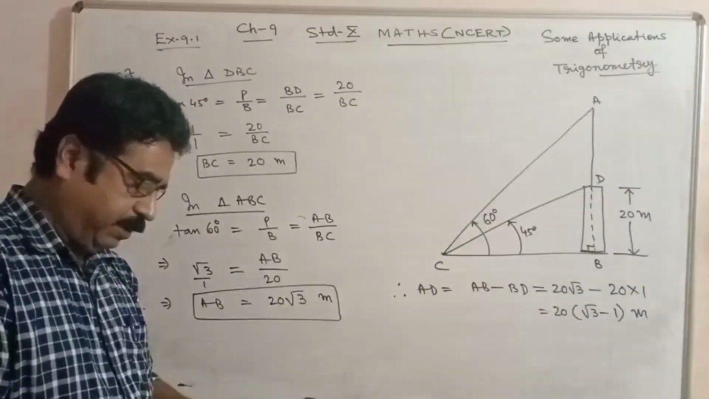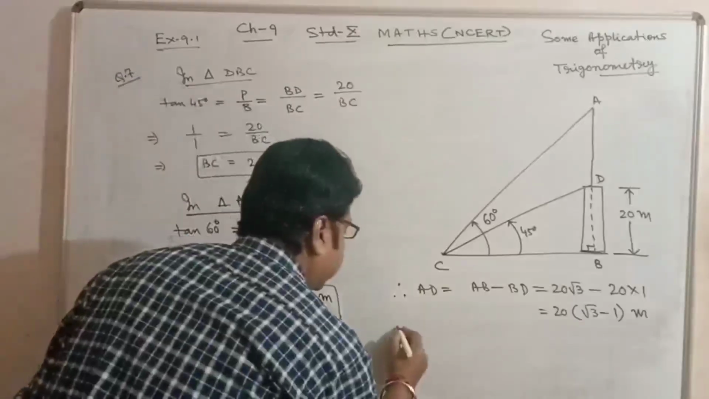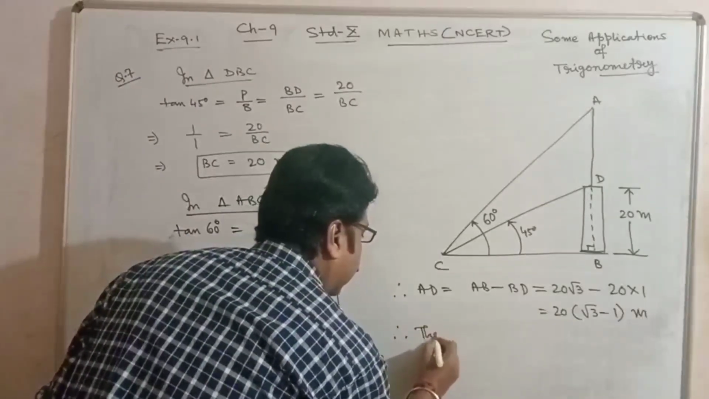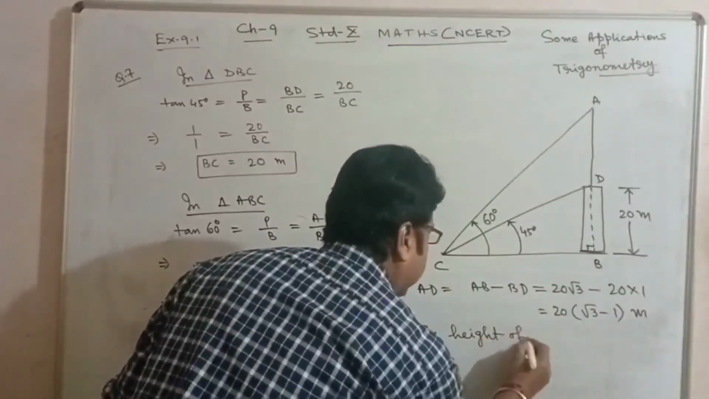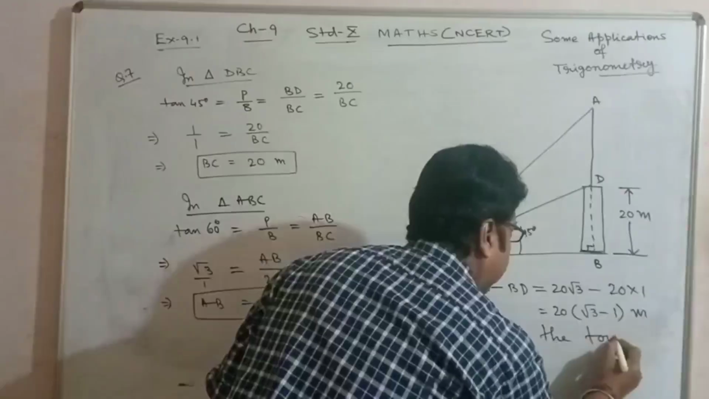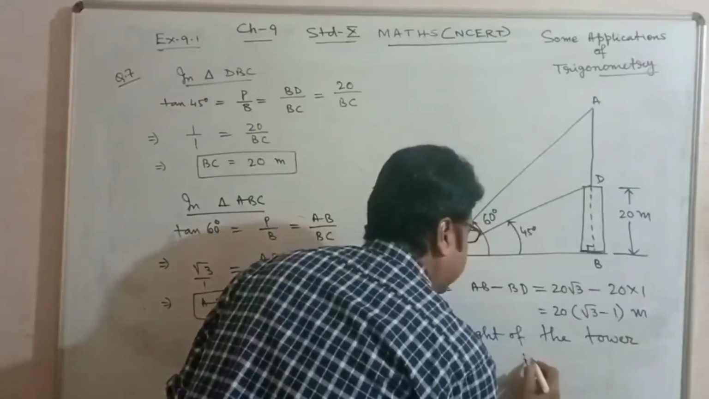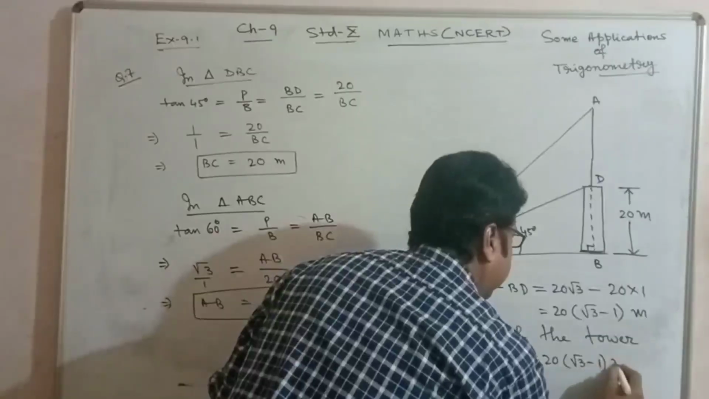So we can write the answer now. Therefore, the height of the tower is 20 root 3 minus 1 meter.